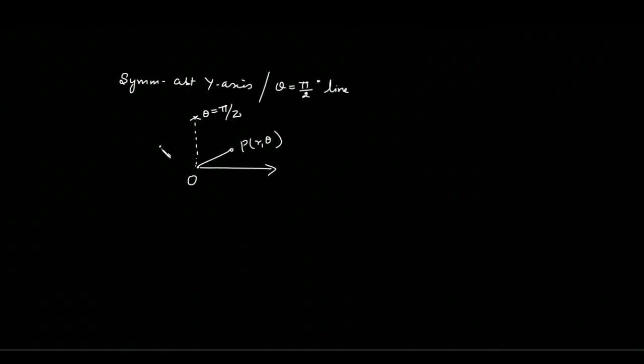So if the point P dash satisfies the graph, then our graph is symmetrical about this y-axis line or theta is equal to pi by 2 line. Now since this angle is theta, this will become pi minus theta. So the coordinates are r comma pi minus theta, or we can take a minus theta. Our direction is toward this line. If we want to reach P dash, we have to come back. So this is minus r comma minus theta.